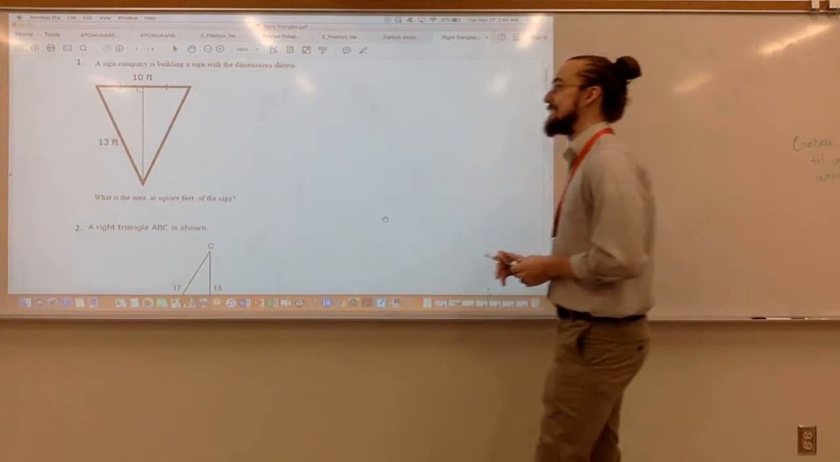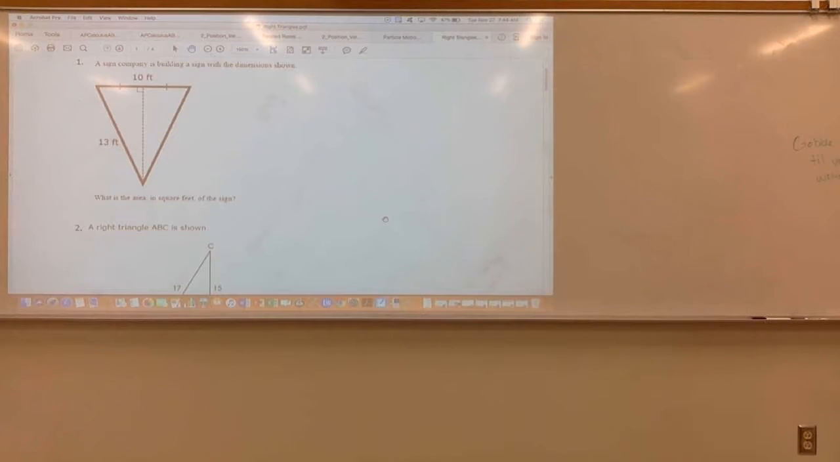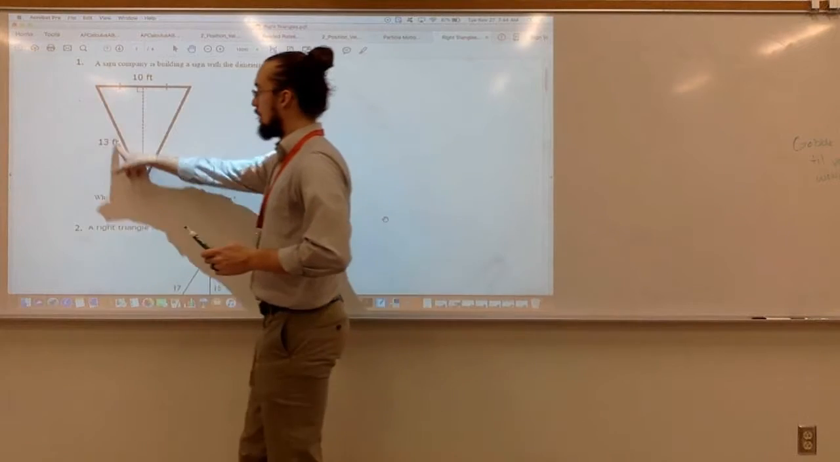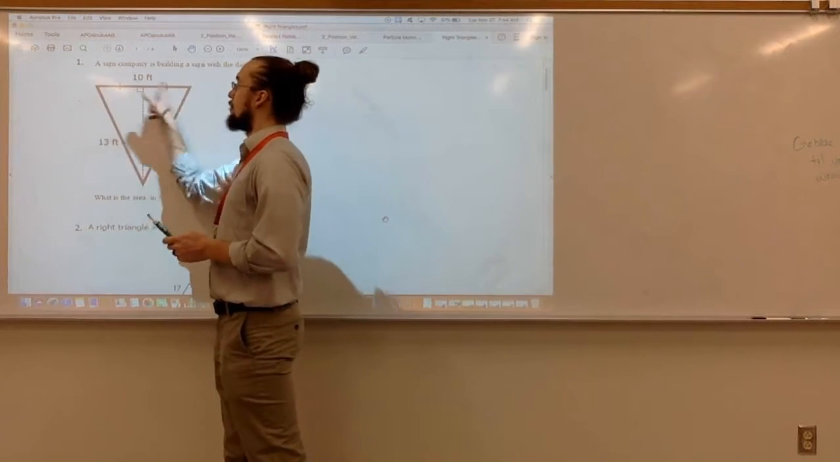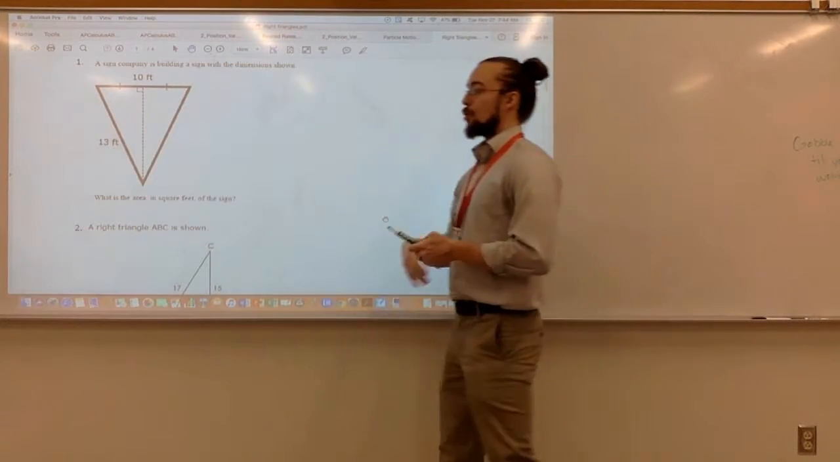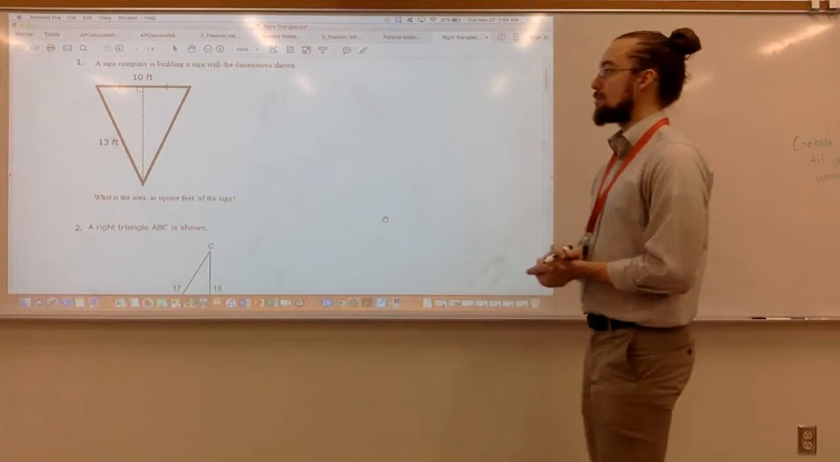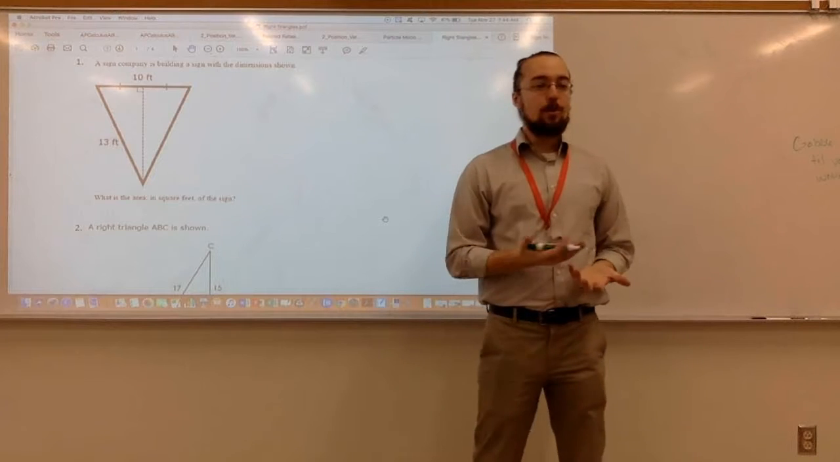So this one says, the sign company is building a sign with the dimensions shown below. This side is 13. This entire side here is 10. And then the question asks, what is the area in square feet of the sign? So first, how do I find the area of a triangle?